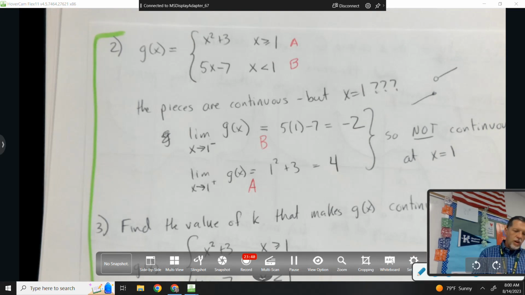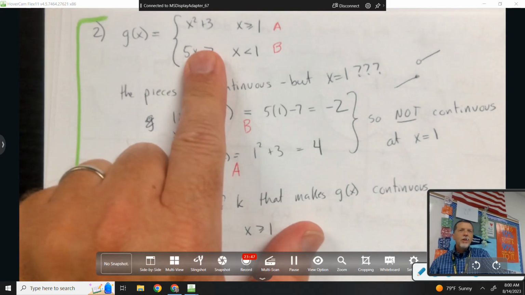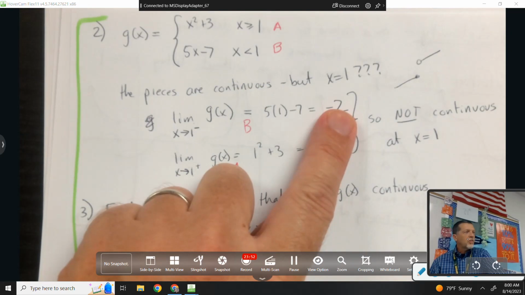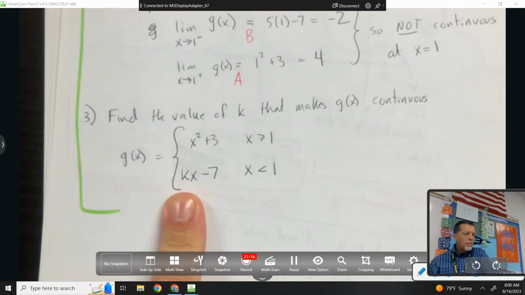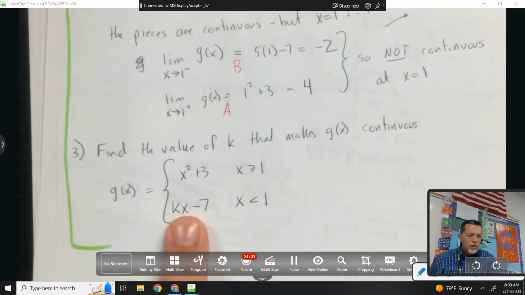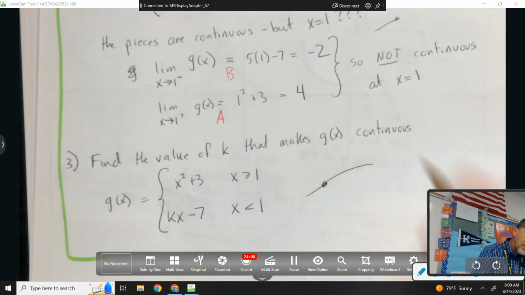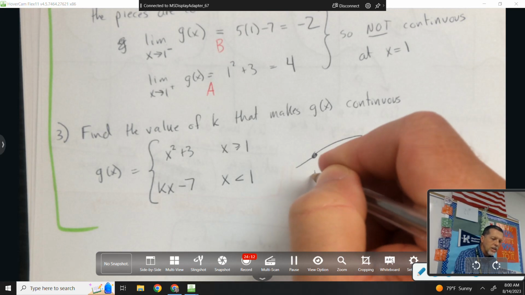Probably did those two examples 2 or 3 years before I realized, wait a minute, number 2 and number 3 are related examples, right? Look at the equation, x squared plus 3, 5x minus 7. That was not continuous. That's what we just showed. At 1, that didn't work. Now we're going to switch things up. So instead of 5x minus 7, we got kx minus 7, but we want to figure out what k is to make those match. So instead of having a jump, we want them to tie together at x equals 1.